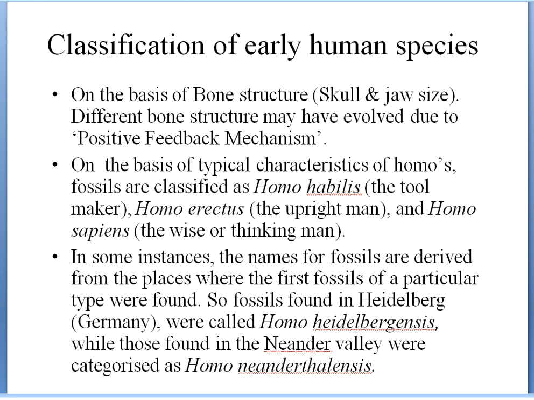Further, in some instances, the names for fossils are derived from the places where the first fossils of a particular type of ancient humans were found. So, fossils found in Heidelberg, Germany were called Homo heidelbergensis. The fossils found near Neander Valley were categorized as Homo neanderthalensis. So basically, classification of early human species is done on the basis of bone structure, on the basis of the typical characteristics of Homos, and on the basis of where the fossils were found.